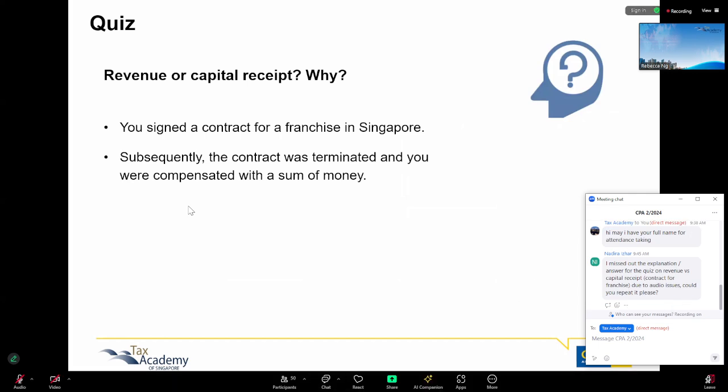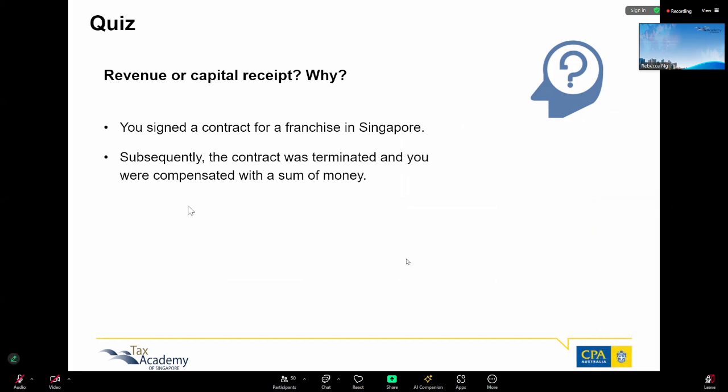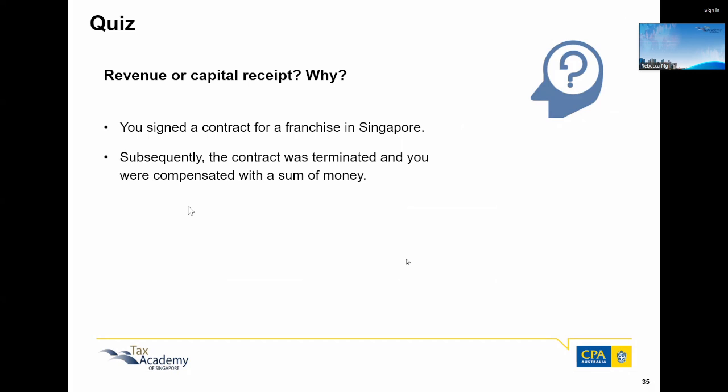Okay, so for this particular quiz, the compensation money was actually to terminate the franchise, right? So we will have to consider that particular franchise in the whole context of the business. So if, let's say, this is the only franchise the company has signed a contract for, and the termination of this franchise essentially makes up the entire profit-making structure of the company, then once the franchise is terminated, the company will not be able to carry on its business as a franchisee, right?